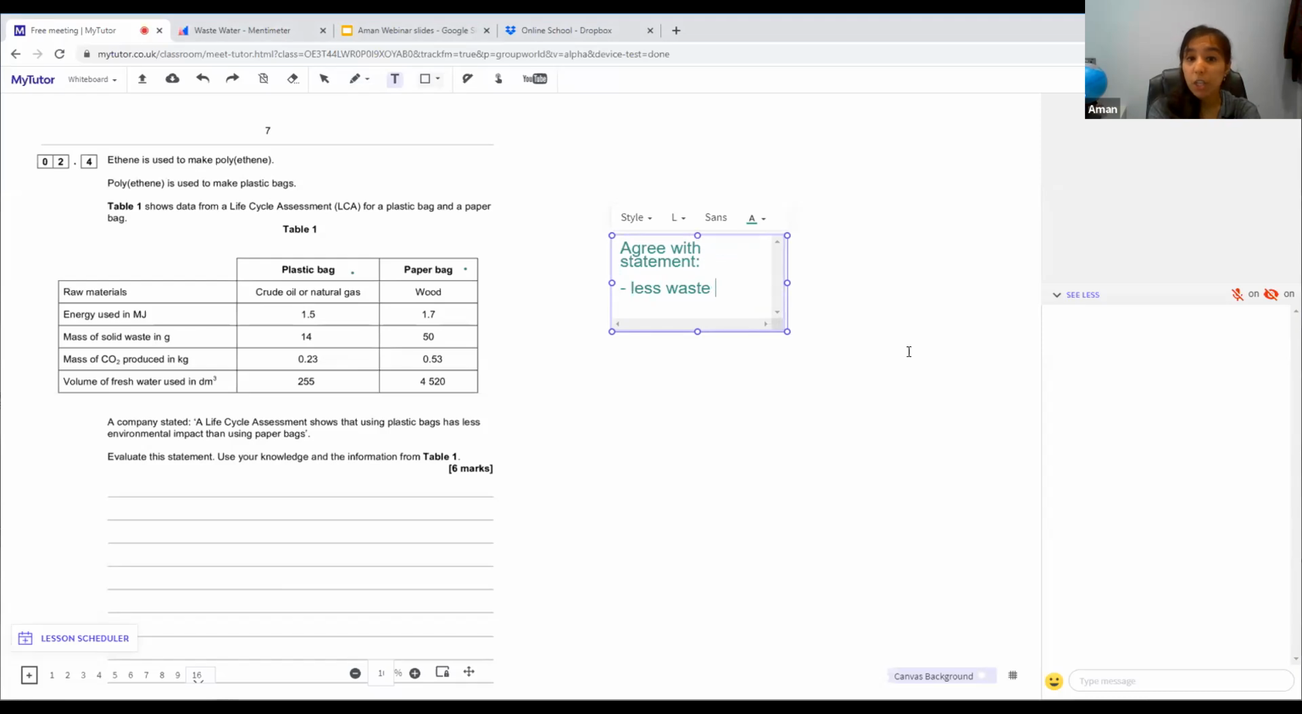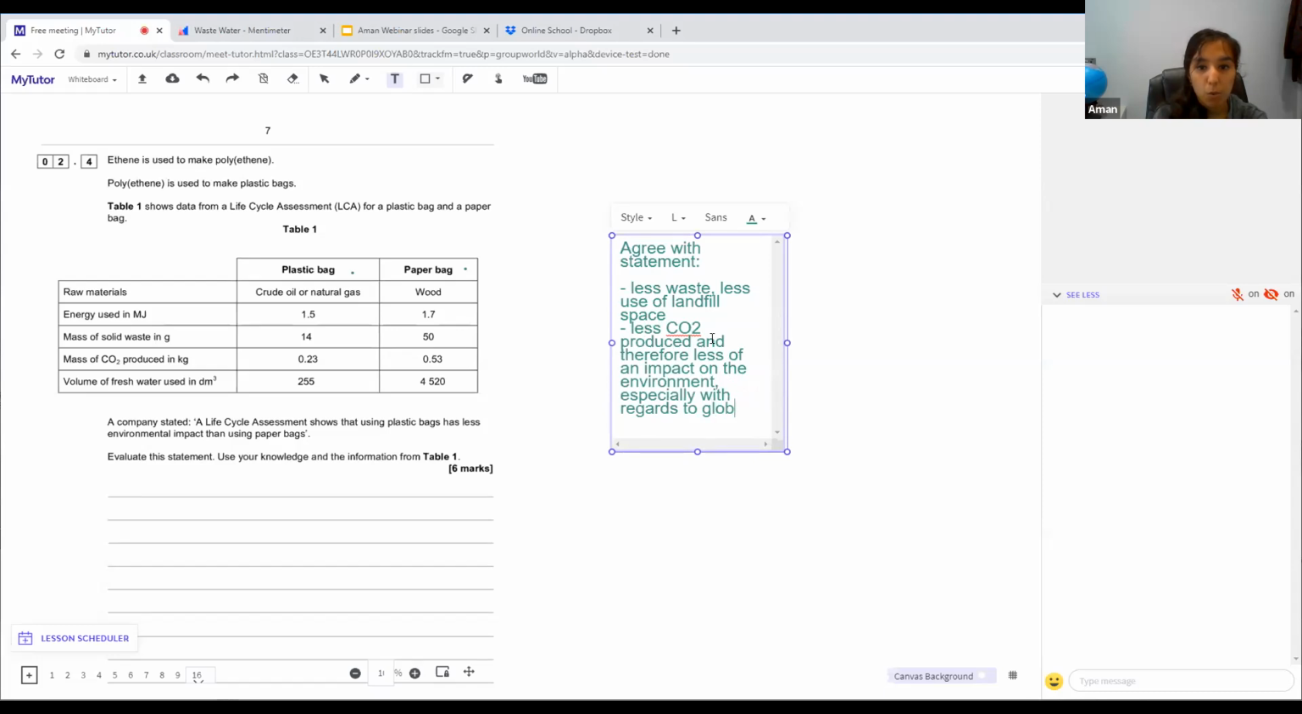Solid waste will tend to go into landfill. So less waste also means less use of landfill space. Good. Someone is saying that there is less CO2 produced. Brilliant. So less CO2. CO2 is a greenhouse gas, so less CO2 produced and therefore less of an impact on the environment, especially with regards to global warming. Anything else? What else agrees with that statement?